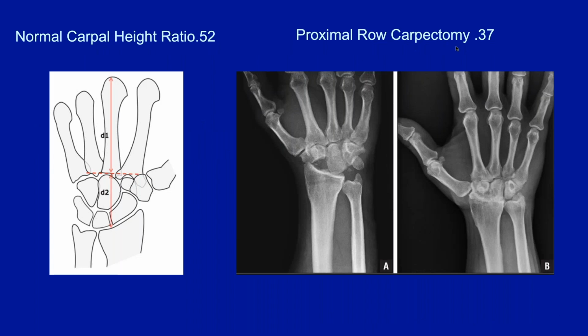Normally, your carpal height ratio is 0.52. We know that with proximal carpectomy, it's 0.37, and the benefit of this capitate cap is that it improves the carpal height ratio and thereby improves some of the issues with regards to flexor tendons and extensor tendons in terms of length. Next slide.